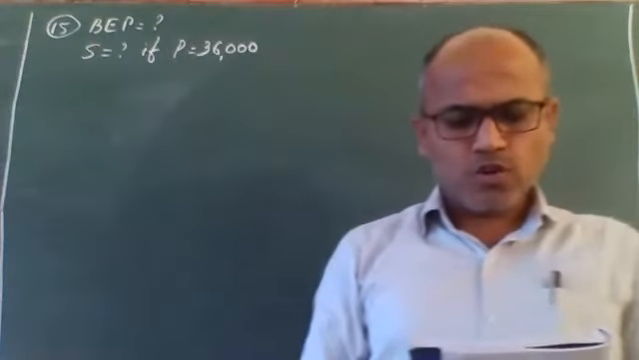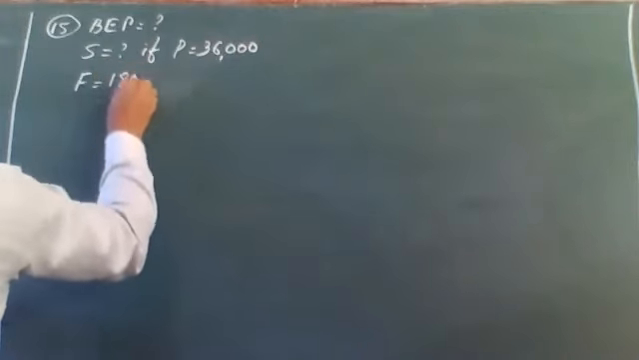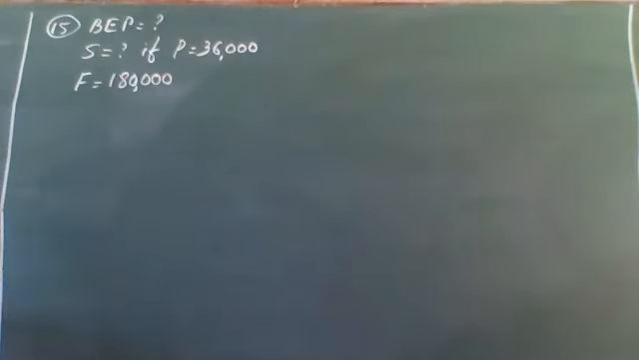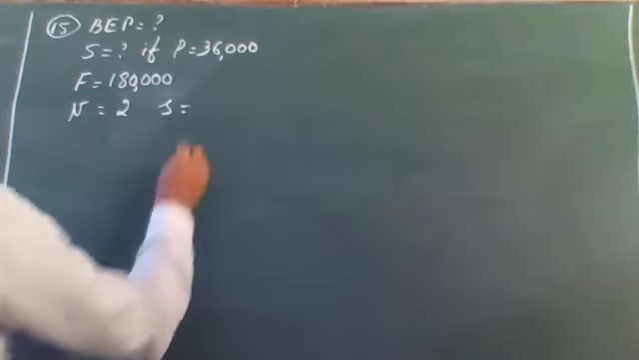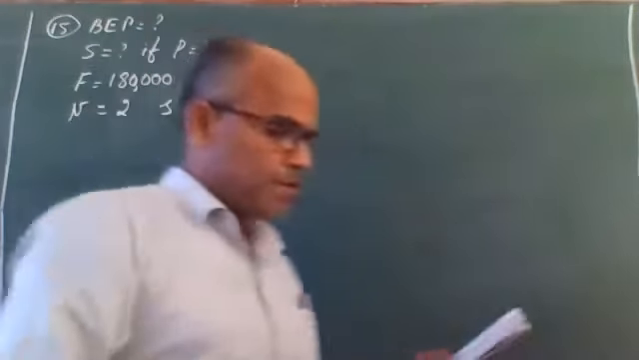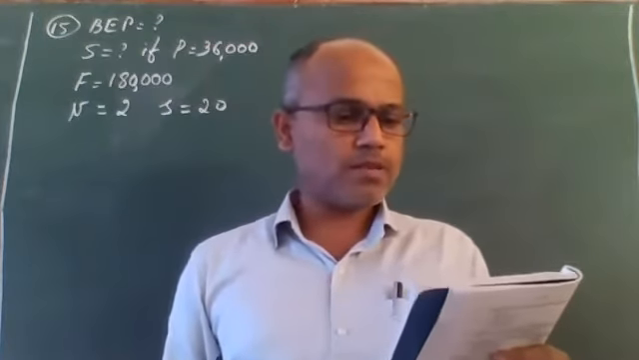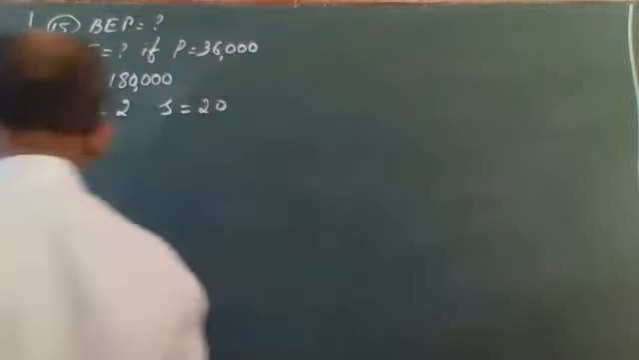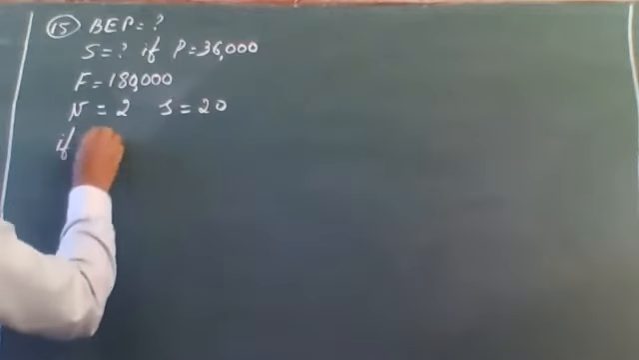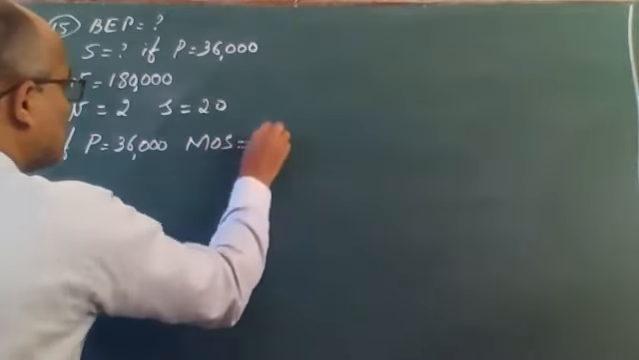Then he says fixed overheads are 1,80,000 rupees. Variable cost per unit, small v, is 2 rupees. Selling price per unit, small s, is 20. If the company is earning a profit of 36,000 rupees, express the margin of safety available to it. So he is saying if profit is equal to 36,000, margin of safety is equal to how much?